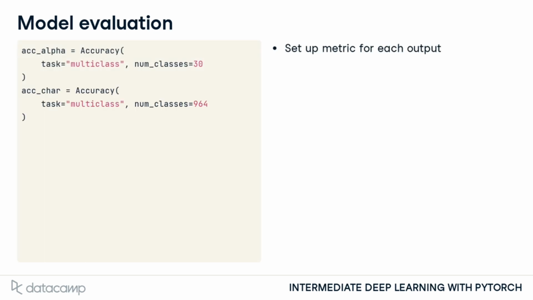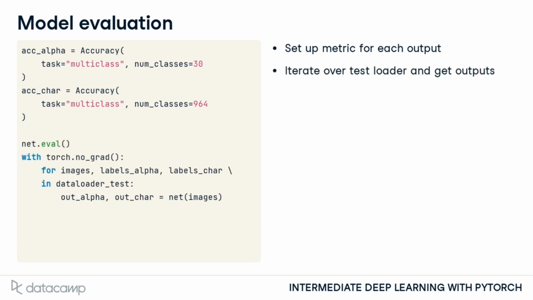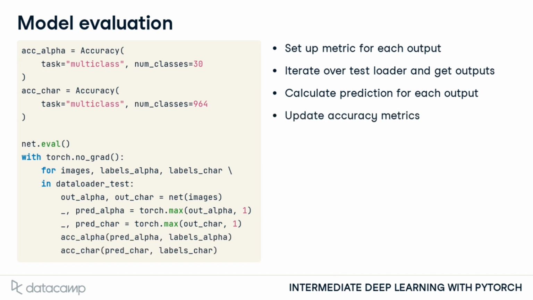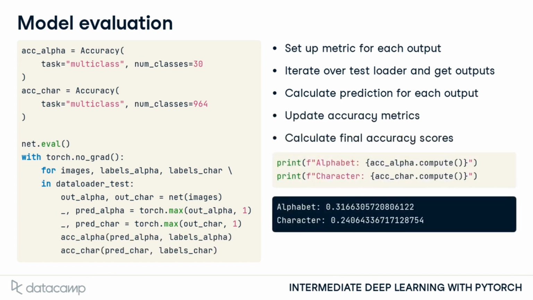However, with two different outputs, we need to set up two accuracy metrics, one for alphabet classification and one for character classification. We iterate over the test data loader and get the model's predictions as usual. Finally, we update the accuracy metrics, and after the loop, we can calculate their final values.